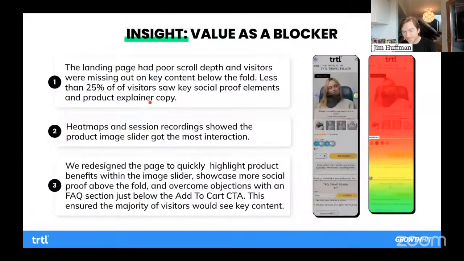And so we had some hunches, but what we saw is the landing page had really poor scroll depth. Visitors are missing out on some of the key elements of this and some really funny and cool things they had below the fold. And so they weren't seeing that. So again, we've got to go where the people are. And this kind of told the story there. So we quickly redesigned it to be like, okay, let's hit them with an explosion of value above the fold so it becomes a no-brainer.